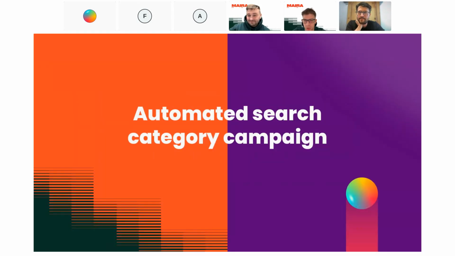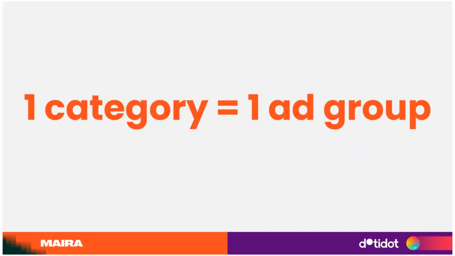Today I will show you how I create automated search campaigns on a category level, and how Dotidot helps me to manage it and keep it up to date for dozens to hundreds of categories. So the foundation of this strategy is a simple framework. You basically have one category per one ad group.